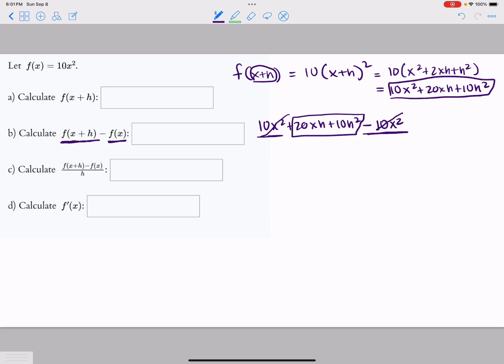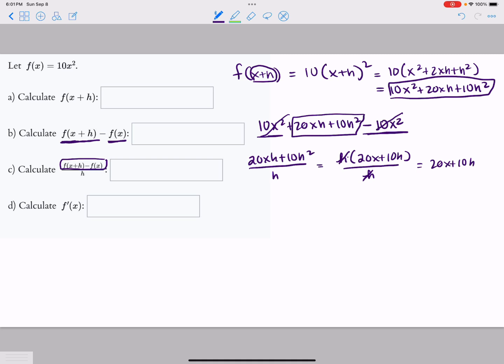Part C, the numerator is what we found in part B, and we're going to divide by h. So I have 20xh plus 10h squared all over h. I'm going to factor an h out of the top. So if I pull an h out of each of those terms, I'm left with 20x plus 10h. So because it's h times that expression, these two reduce to 1, and you're left with just the 20x plus 10h.